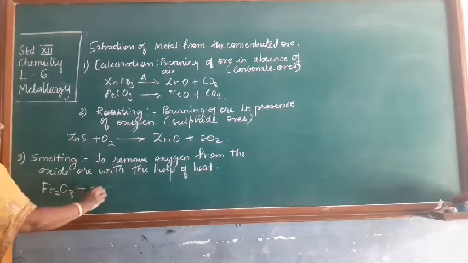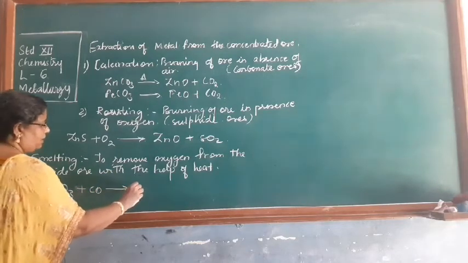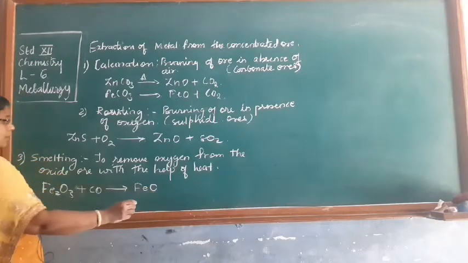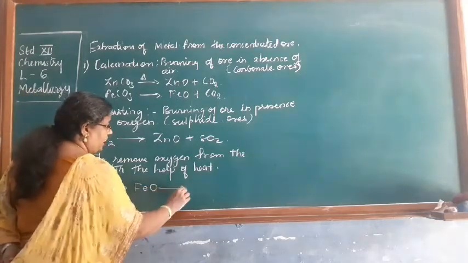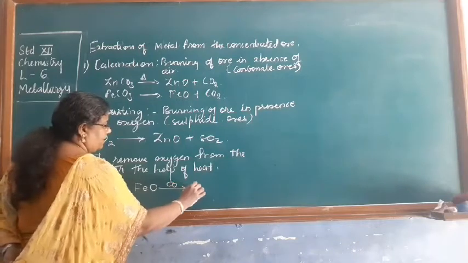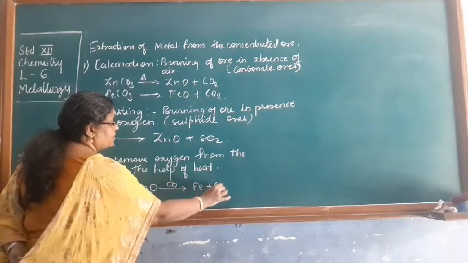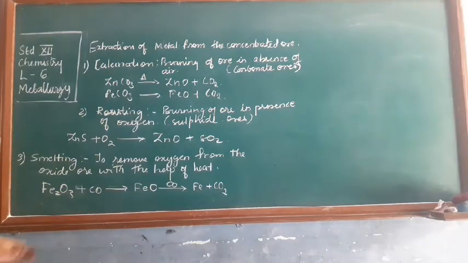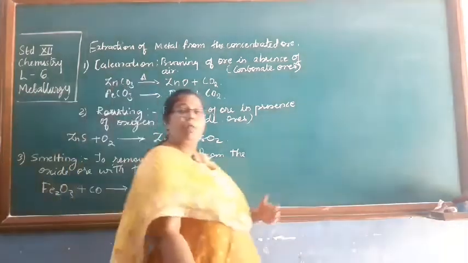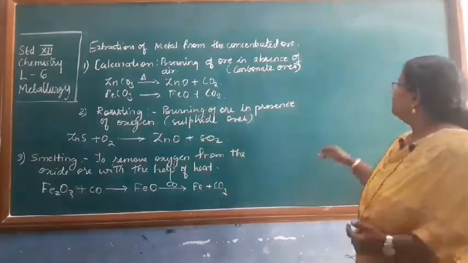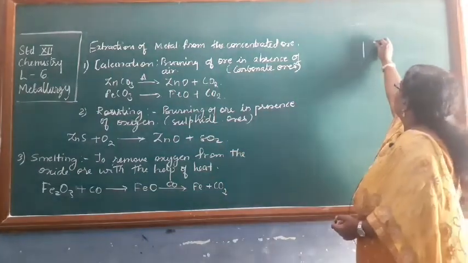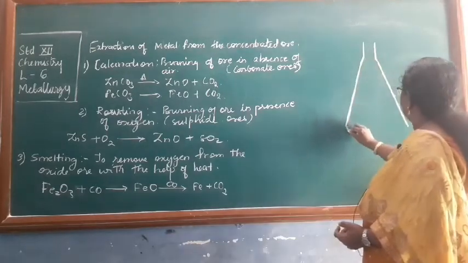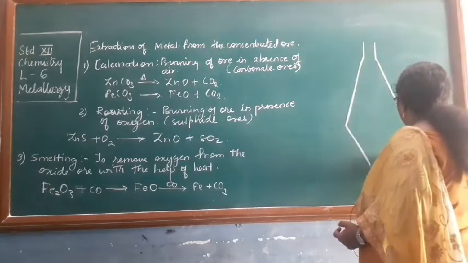Fe2O3 with CO, carbon monoxide, will get converted to FeO, then FeO again with carbon monoxide will give you Fe plus CO2. This is called the smelting reaction. Actually this reaction occurs in the blast furnace. Do you remember the structure of the blast furnace? It was this way.